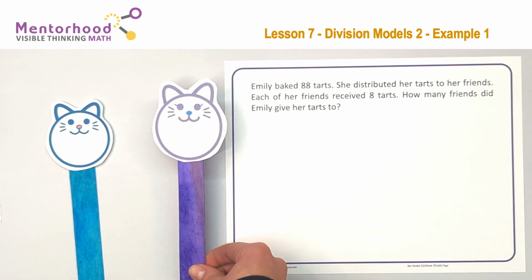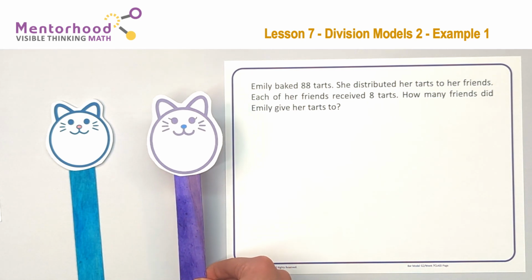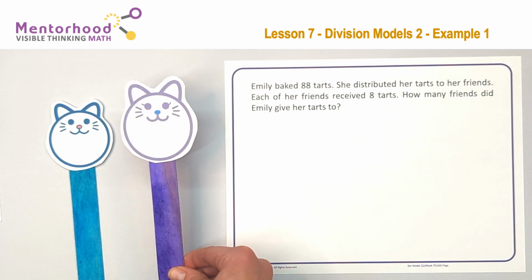That's right. So we're going to do a model where we have an unknown number of groups, but we know the amount in each group. Let's draw out our model.